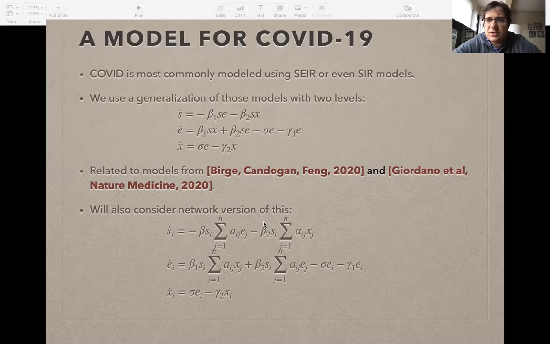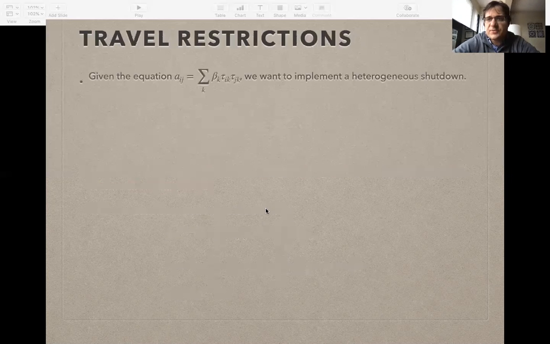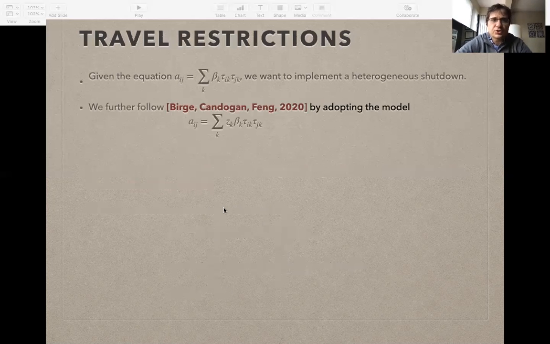Okay, so these are natural models of epidemic spread. So how are we going to affect how epidemics spread on a network? Okay, well, let's first talk about restrictions and how people interact with each other. And that basically means altering these coefficients Aij. And this actually forces us to take a step back and ask, how are these Aij obtained? So we follow some earlier literature, again, the Birch, Kandigan, and Feng paper.